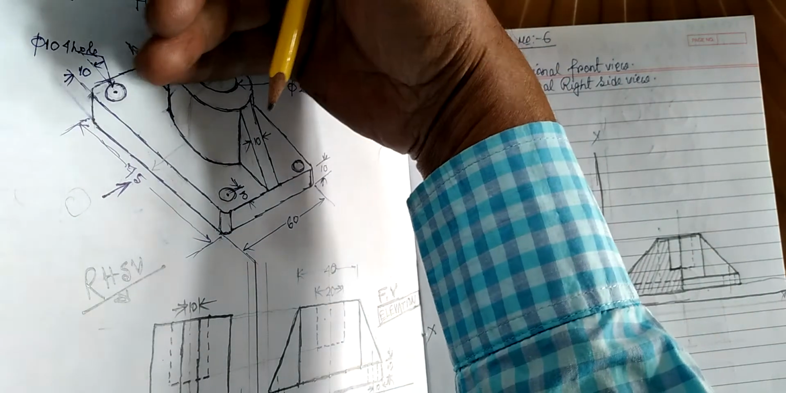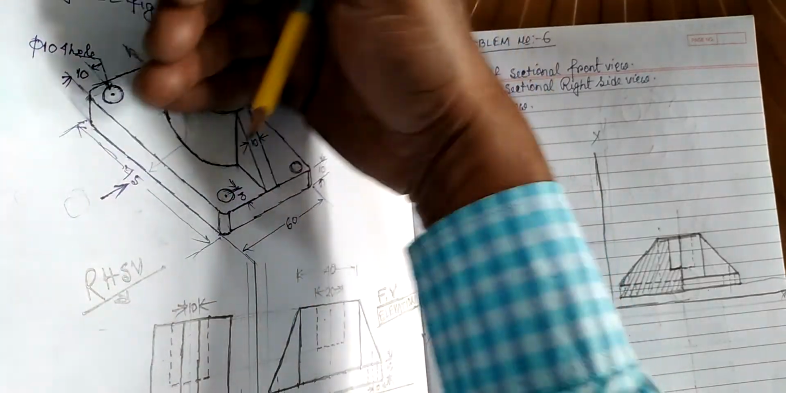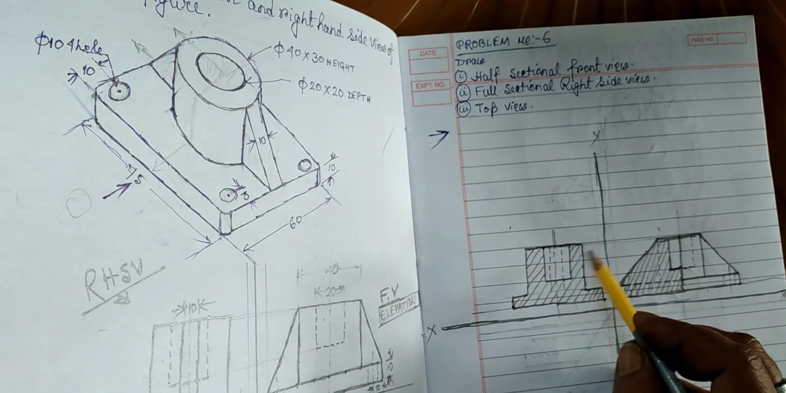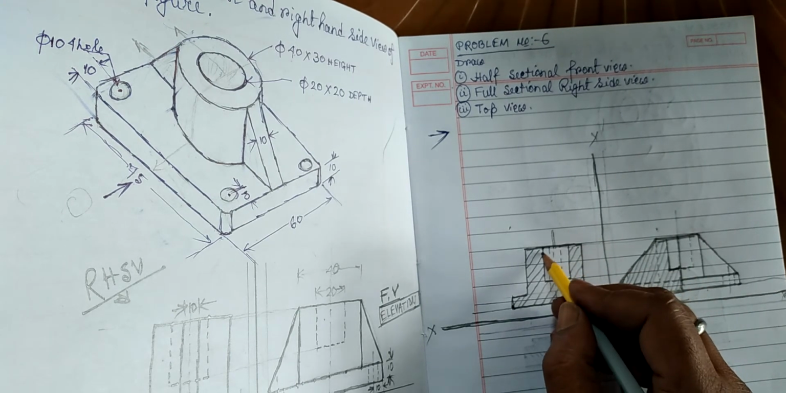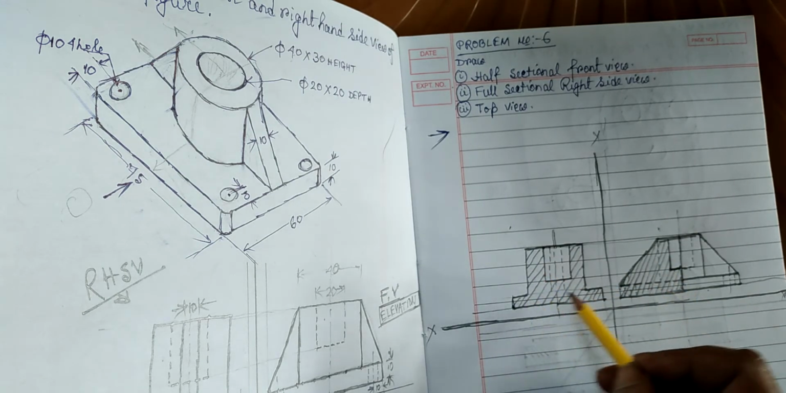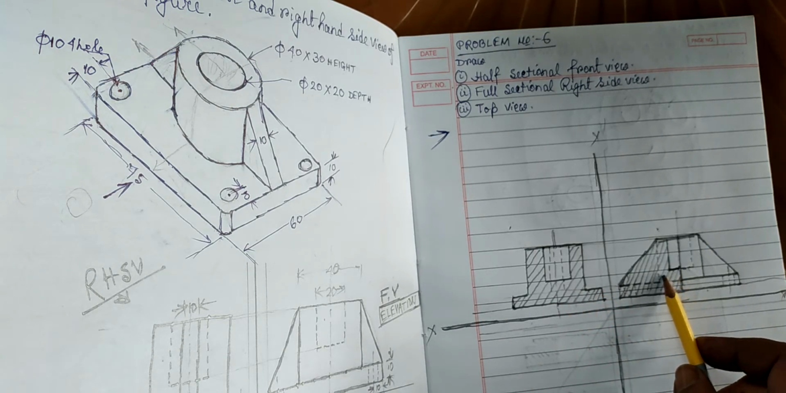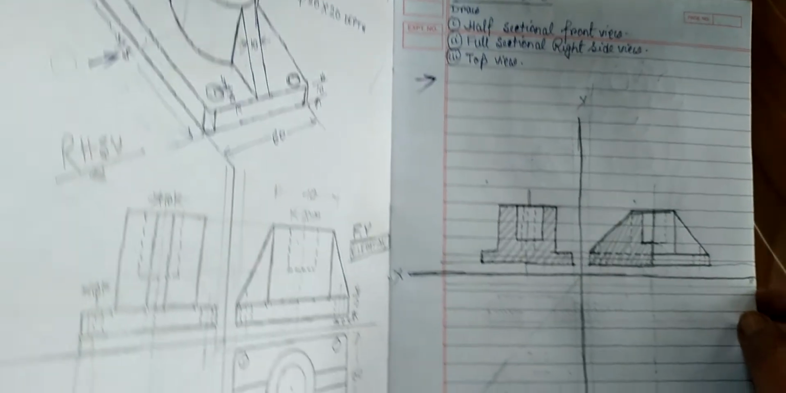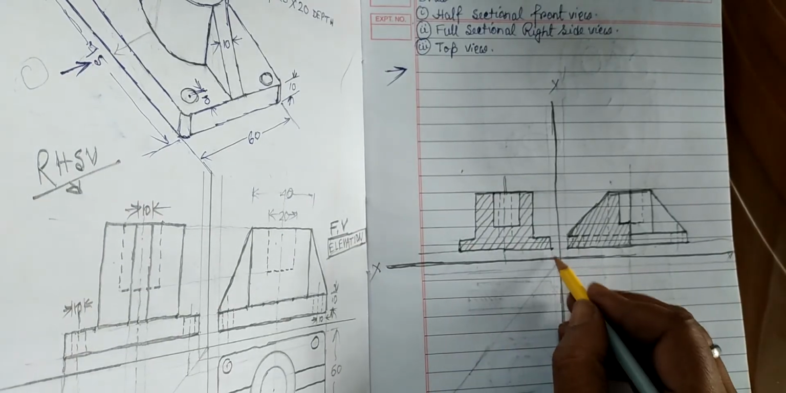If we remove by cutting from the middle the half portion and remove the half portion after cutting, then whatever we see from this side, this is the sectional view, and the sectional surface is marked here by our hatching line. To understand, this is the half sectional front view, this is the full sectional right side view, and top view. As before we can see here, top view is just like this.